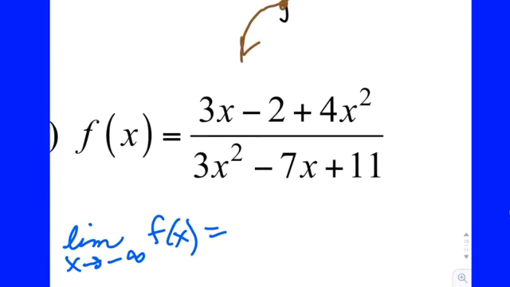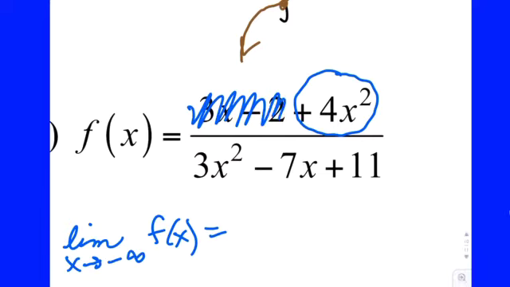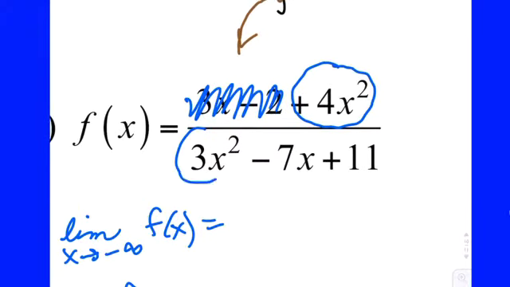No. The leading term is positive 4x squared. He's leading from the rear. That's a different type of leadership style. So he's on the back, so it's the 3x minus 2 that we can ignore. And on the bottom, the positive 3x squared is the leading term because it's the largest exponent. He also happens to be in the front. So that's your first step, is analyzing the function and finding those leading terms.